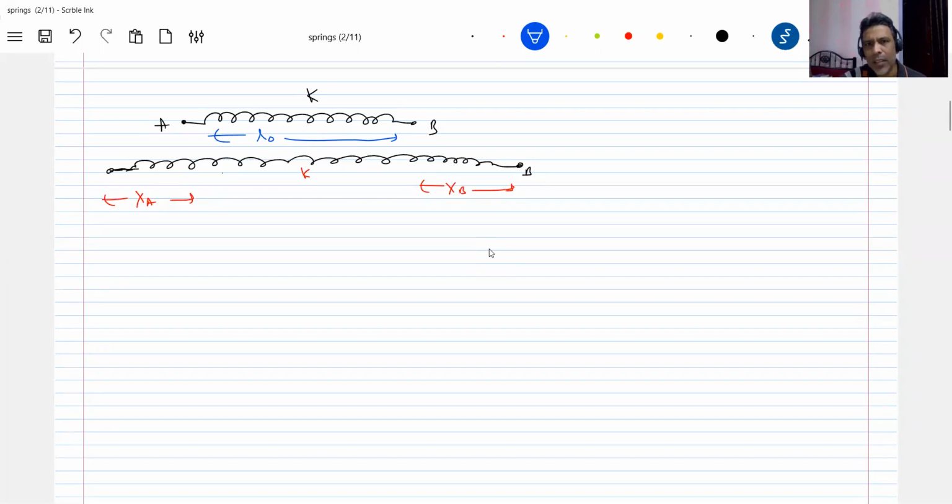Are you able to make it out? So this end B is elongated by xb and end A is elongated by xa. What is the total elongation of the spring? The total elongation of the spring is x equal to xa plus xb.